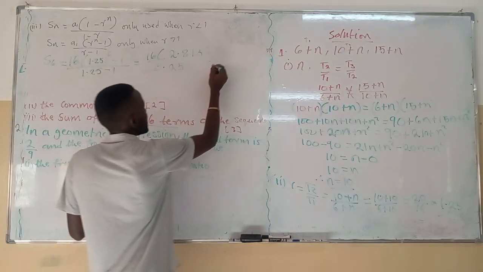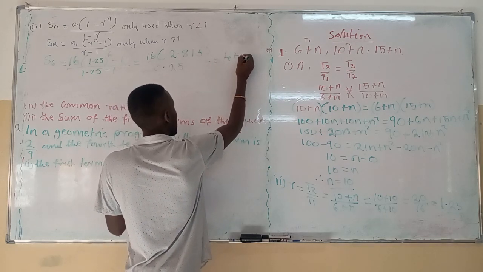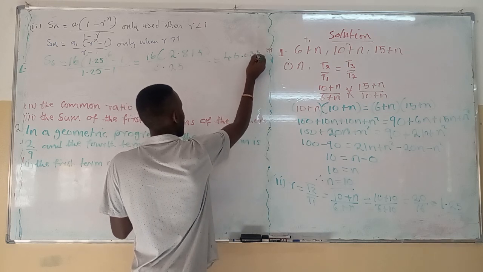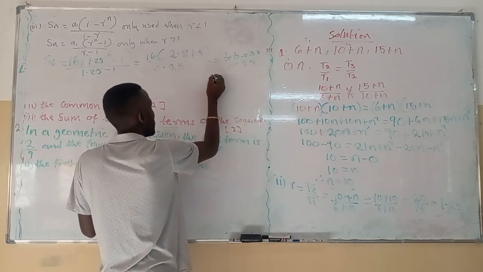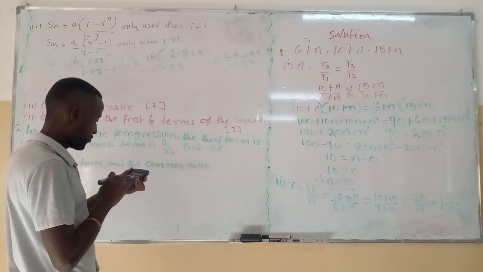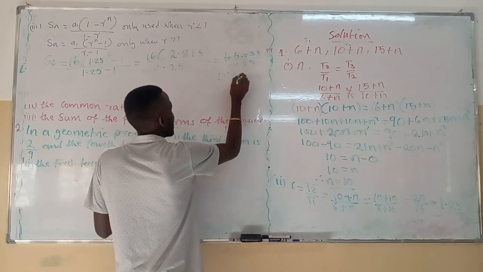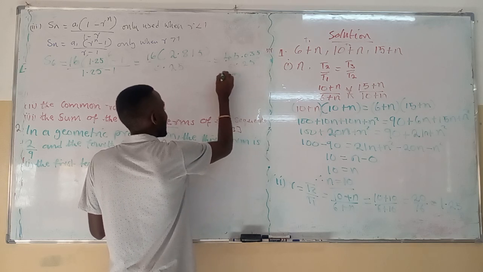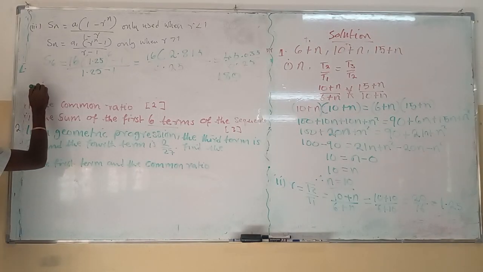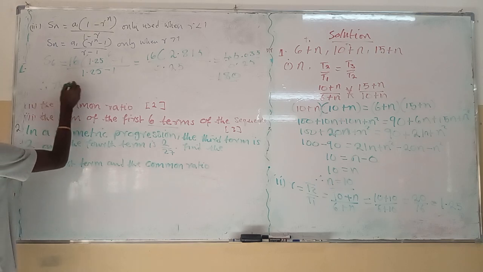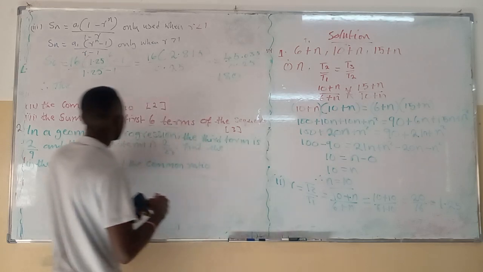So let me just write it here. We have 45.035 divided by 0.25. So what is my sum therefore? When you divide that by 0.25, you have 180. So 180, that is my sum. Therefore, the sum of the 6 terms is equal to 180.